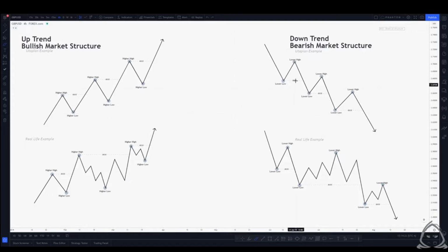But again, like the bullish example, this is more of the utopian example. This is the textbook example. We also want to look at what we're more than likely going to see on a true price chart, so that we can be prepared for what is to come on an actual chart. What we can see here is price creating a lower low. We get that retracement or correction to create a lower high. We then break that previous low, creating a lower low.